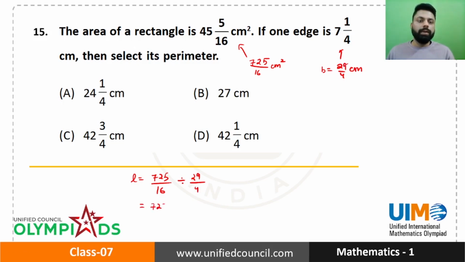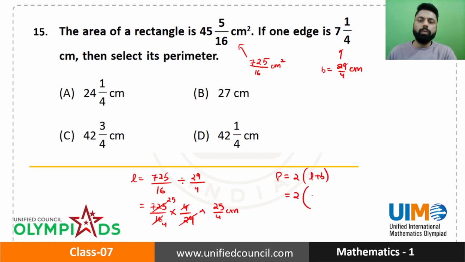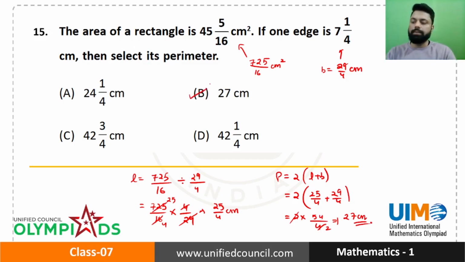This is equal to 725 upon 16 multiplied by 4 upon 29. So this value will be equal to 725 divided by 29, that is 25, upon 4. So this is equal to 25 upon 4 centimeter. Now the perimeter is equal to twice of length plus width, twice of 25 by 4 plus 29 by 4. This is twice of 54 upon 4, so this is 27 centimeter. So B option is the correct answer.